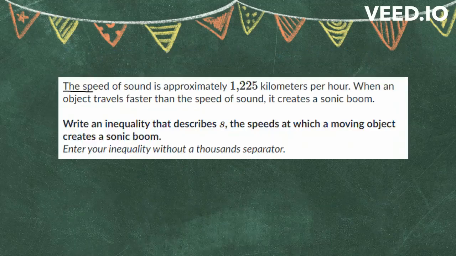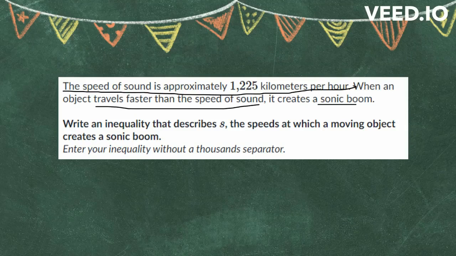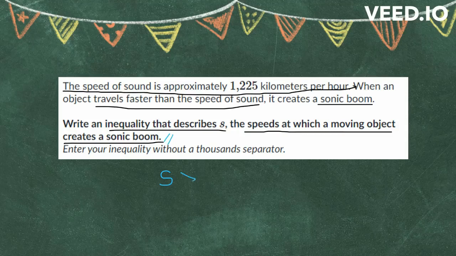The speed of sound is 1225 kilometers per hour. If an object travels faster than that, then a sonic boom is created. Write an inequality to describe the speed of an object which is creating this boom. S is the speed of the object creating the sonic boom. The speed should be greater than 1225. Only then the boom is created.